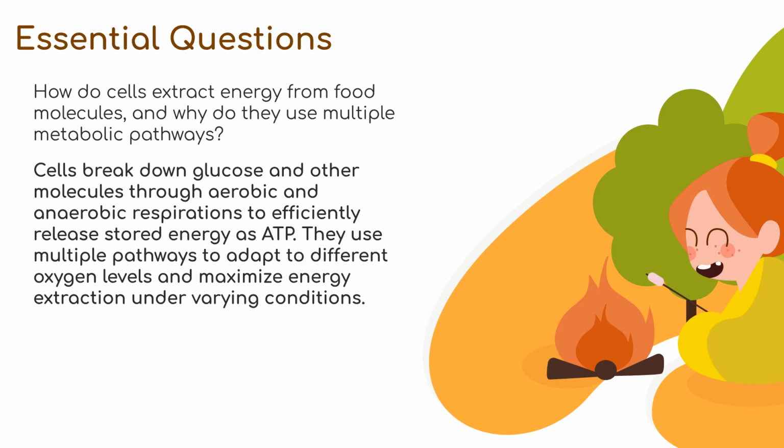To answer this lesson's essential question, cells break down glucose and other molecules through aerobic and anaerobic respirations to efficiently release stored energy as ATP. They use multiple pathways to adapt to different oxygen levels and maximize energy extraction under varying conditions.